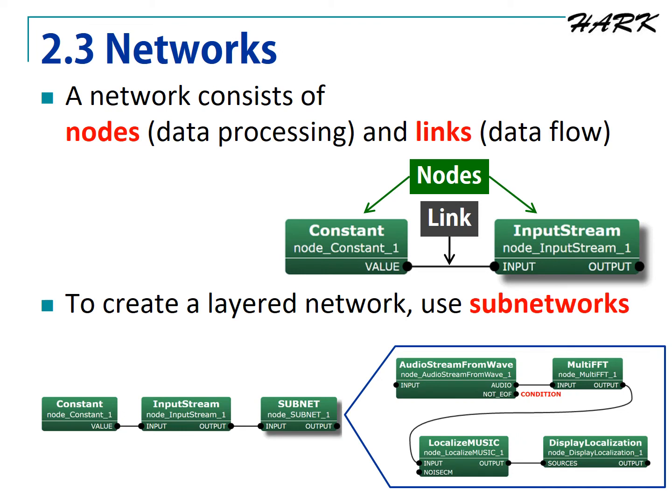Hark networks consist of two factors: nodes and links. Nodes represent how to process the data, and links represent how the data flows. We can also create layered networks by making subnetworks. We will take a look at these concepts through hands-on experience, so let's get started by making a network.